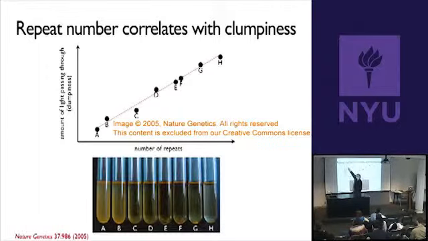And what's on this axis of the graph is the number of repeats in their FLO1 gene, okay? And so what you see, these are strains A to H, from cloudy to clear, clumpy to not clumpy, is there's a really nice correlation between how many repeats there are in the gene and how much light passes through, okay? So you have strain A, very little light passes through, and it has the smallest number of repeats in the gene. Strain H, lots of light passes through, and it has the most repeats in the gene, okay?